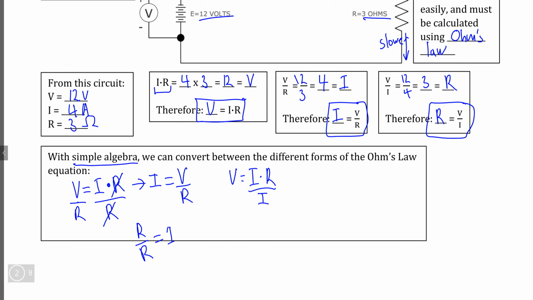Any number over itself is equal to 1, and because multiplying R by 1 is not going to change it, we can cancel the I here, but it's algebra, so whatever we do to one side, we need to do to the other side like this, and that shows us that our resistance is equal to our voltage over our current. So there we have the resistance form. So again, using some fairly simple algebra, we can interconvert between all three different forms.